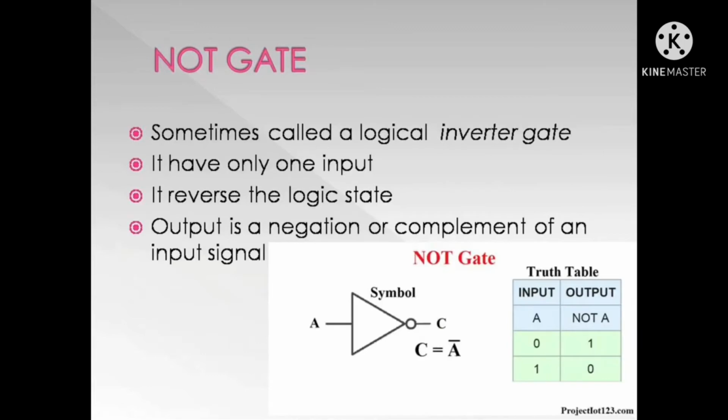NOT gate, sometimes called logical inverter gate, to differentiate it from other types of electronic inverter devices, has only one input. It reverses the logic state. The output state is a negation or complement of an input signal. And see the symbol and truth table of NOT gate.